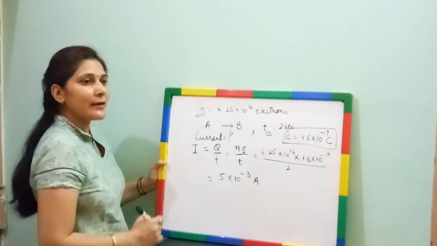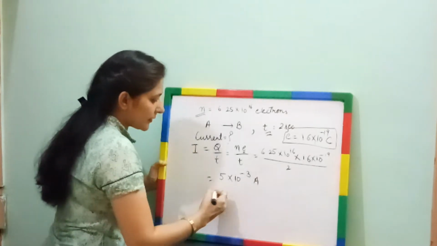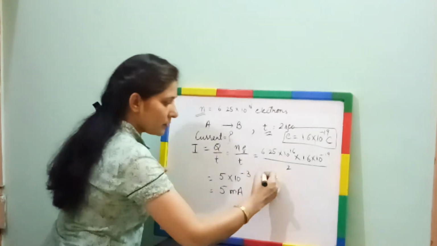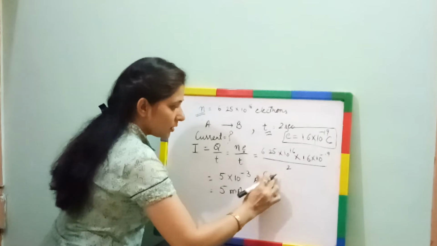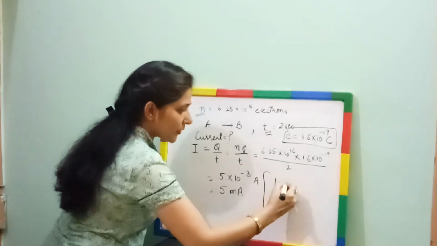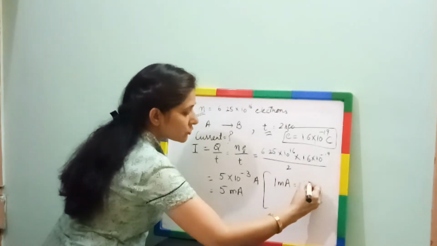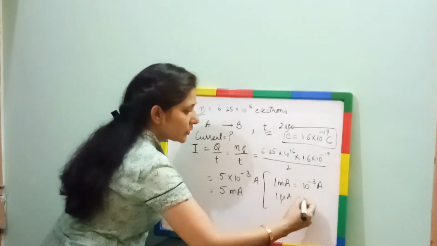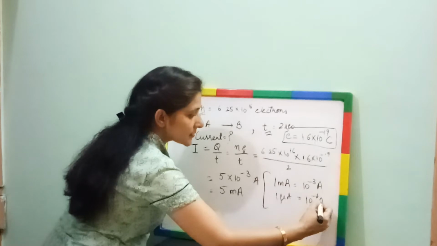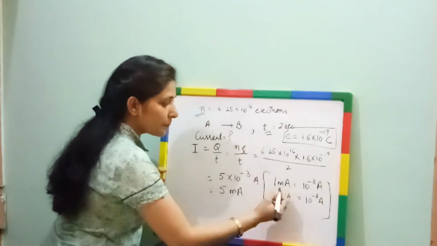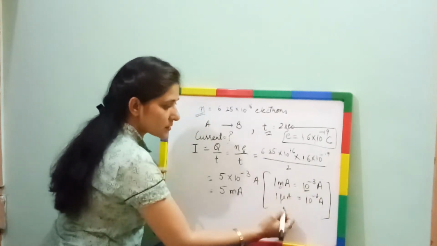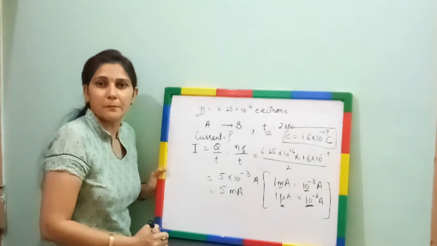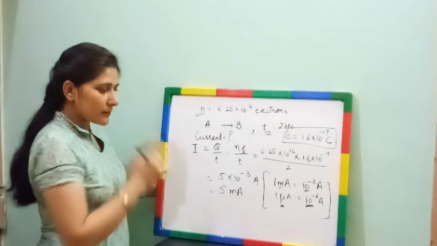Okay, you can write it in smaller units too. That can be written as 5 milliampere. From here, I want to tell you one more thing. 1 milliampere is equal to 10 raised to the power minus 3 ampere. 1 microampere is equal to 10 raised to the power minus 6 ampere. Milli means 10 raised to the power minus 3. Micro means 10 raised to the power minus 6. Last year, first chapter. You can easily connect it there.